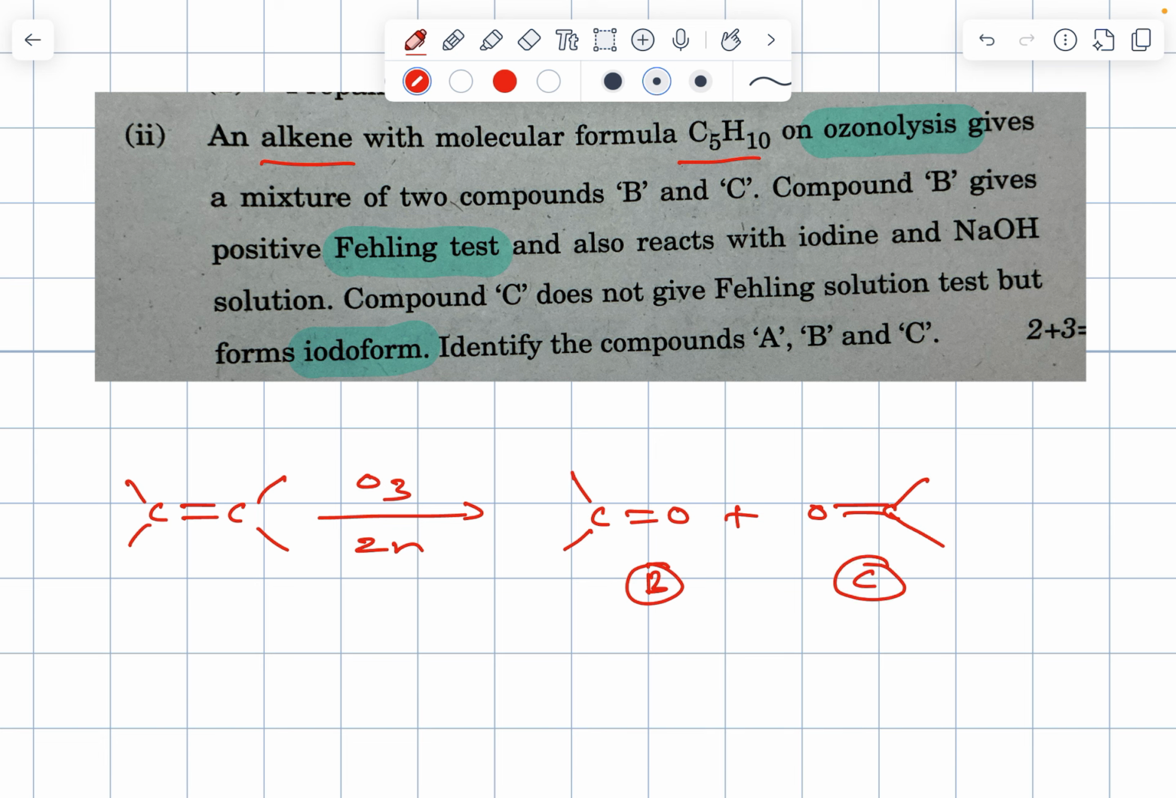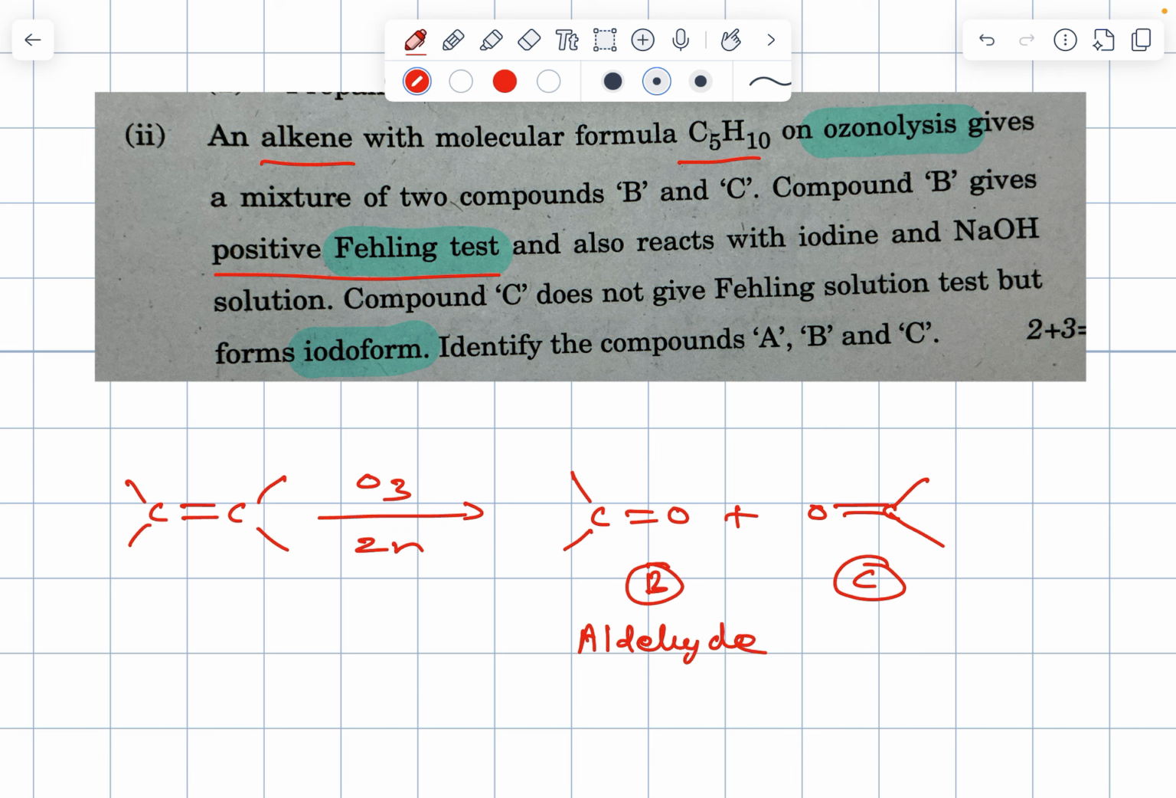Compound B gives the positive Fehling test. So what is the Fehling test? It's a confirmation test for aliphatic aldehyde. It does not work for aromatic aldehyde. It is for aliphatic aldehyde. So compound B is confirmed to be an aldehyde.